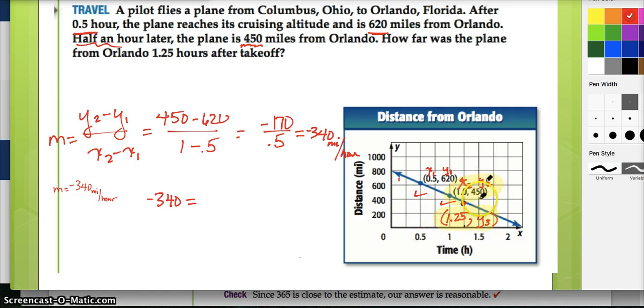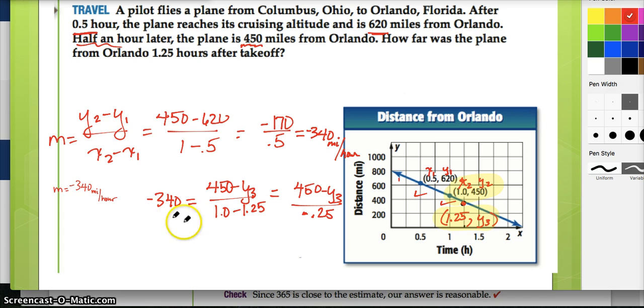So if I use these 2 points that I've highlighted, I'm going to get 450 minus y sub 3 over 1.0 minus 1.25, and that has to equal negative 340 because that too is the slope of the line, because this point is on the line. All right, so I'm going to have to do a little bit of algebra. 450 minus y sub 3, all of that over negative 0.25, and again, the negative does not scare me, because I understand the thing is going to probably end up being negative.